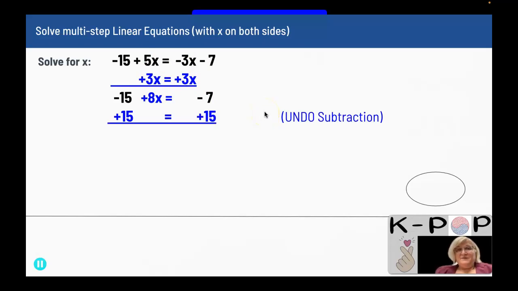I'm adding 15 to both sides of the equal sign because I want my variable on one side, and this is the only place where my variable is, so I'm going to move my constant that's on that side to the other side. I have a negative 15, so I want to add 15 to both sides of the equal sign. When I do that, I get 8x equals 8. Now I want the x alone, so I'm going to divide both sides by 8. When I divide by 8, I have 1x, which is the same thing as x, equals 1. So my answer is x equals 1.